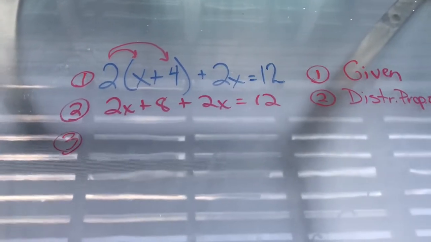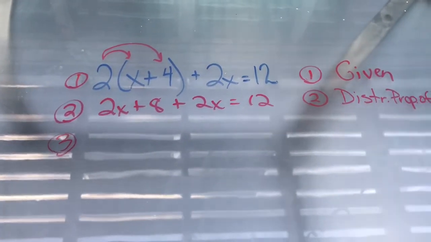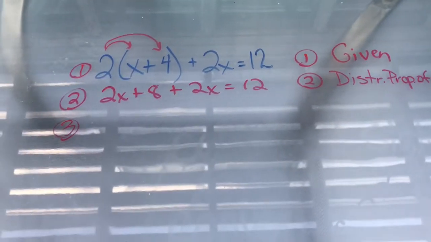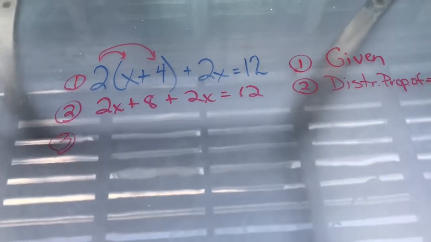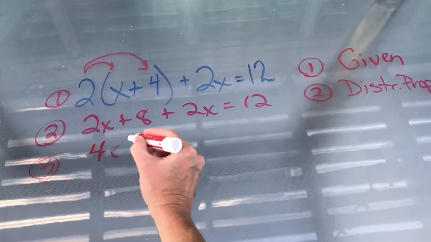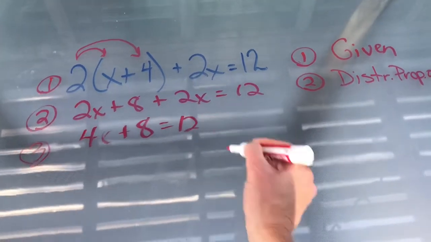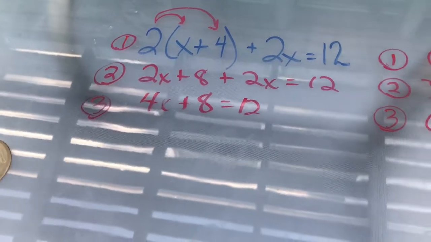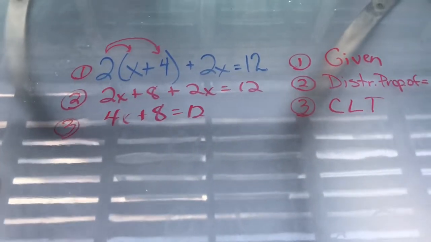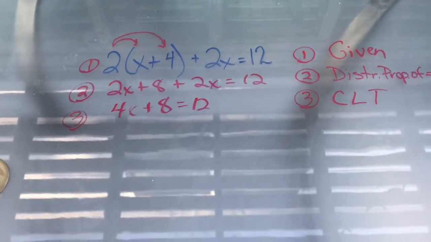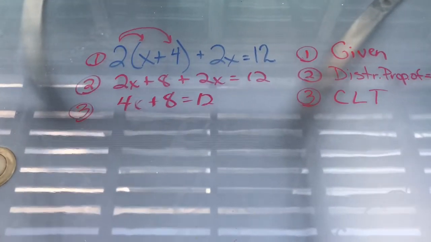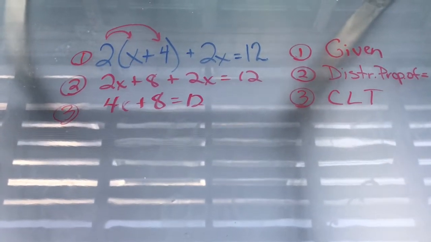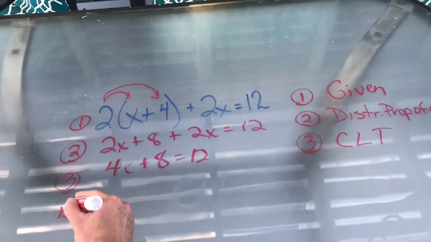All right, next. I see that I can combine like terms. And I can write this a couple different ways. You can write your reasons in different ways as long as you show that you know what you're doing. So I'm going to say 4x plus 8 equals 12. Okay, and I combine like terms. So I'm just going to go CLT for combine like terms. Okay, and that's just doing the math. So if you want to write doing the math, or if you want to write simplify for just doing the math, that's fine too.